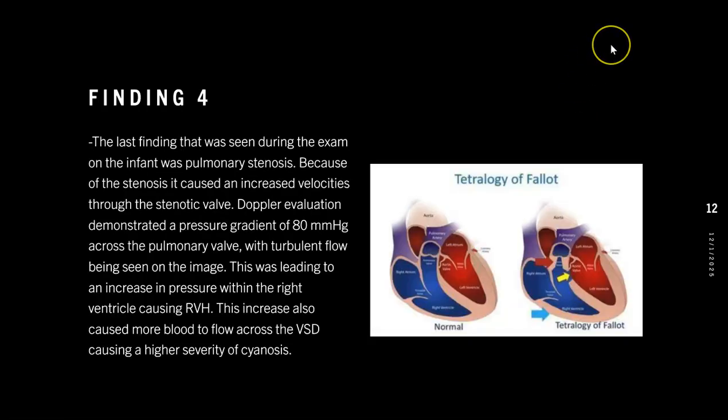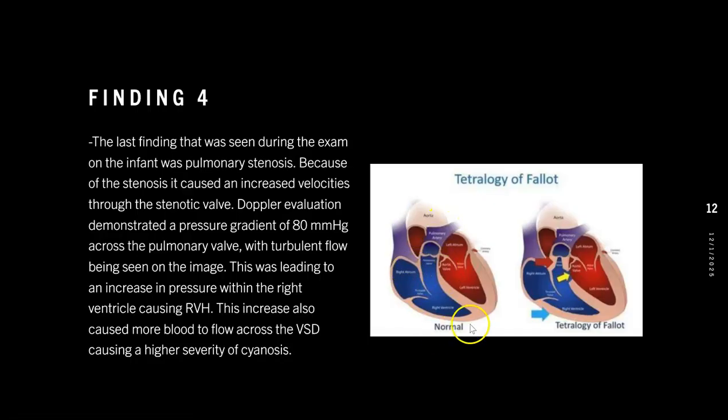Finding 4. The last finding that was seen during the exam on the infant was pulmonary stenosis. Because of the stenosis, it caused an increase in velocities through the stenotic valve. Doppler evaluation demonstrated a pressure gradient of 80 millimeters of mercury across the pulmonary valve, with turbulent flow being seen on the image. This was leading to an increase in pressure within the right ventricle, causing RVH. This increase also caused more blood to flow across the VSD, causing a higher severity of cyanosis.